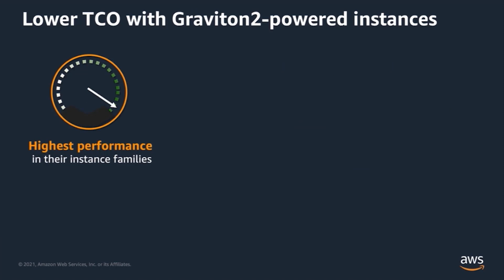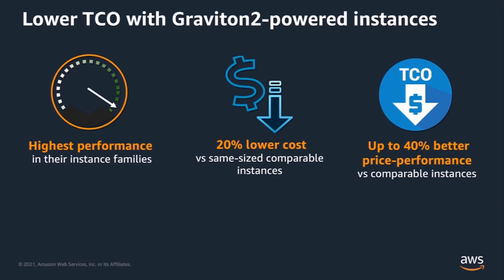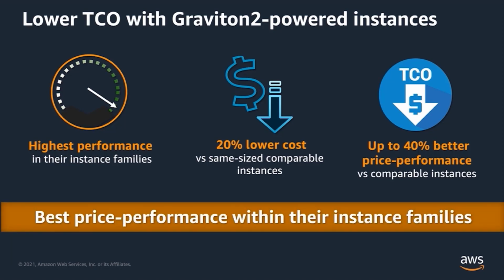So one of the most important things we like to talk about when it comes to Graviton 2 is how they can help lower your total cost of ownership significantly. So remember, the Graviton 2 powered instances have the highest performance within their instance families, along with, on average, about 20% lower cost when compared with the other instances in the same family. So when you start to stack these performance gains with these cost savings, you can see up to 40% better price performance or reduction in TCO versus comparable x86 instances. So this is the best price to performance within instance families and really can lead to significant savings for our customers.